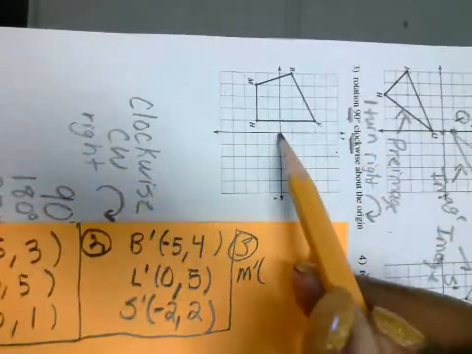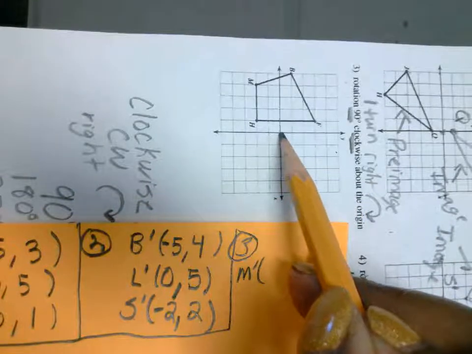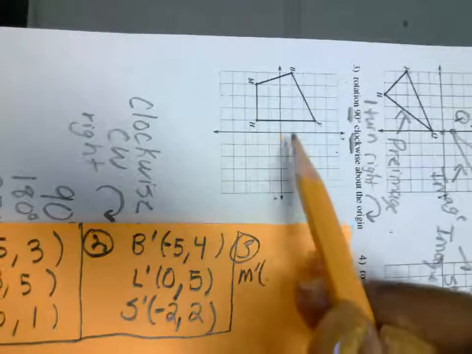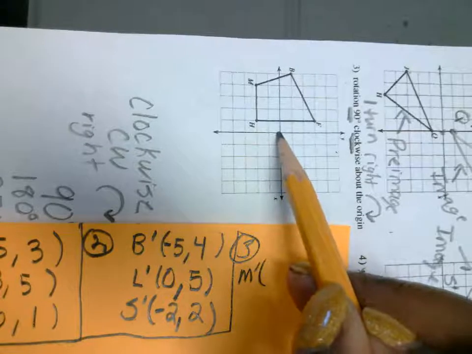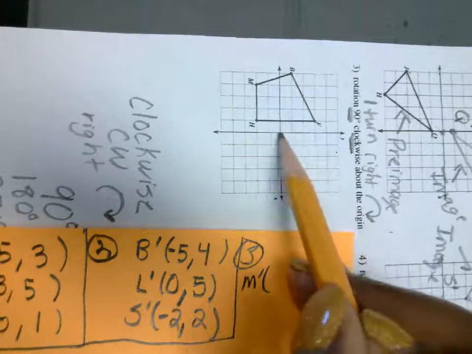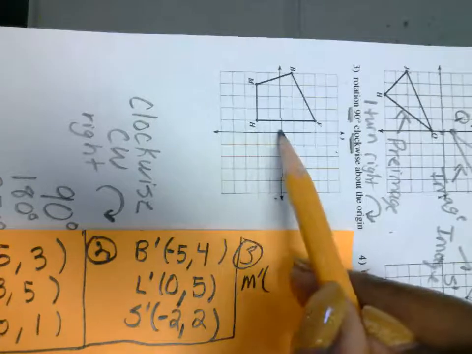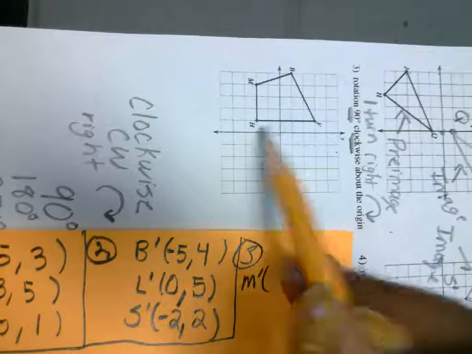Okay. Start at the origin right here. And to get to M, am I going to go using the grid lines? Am I going to go to the right or am I going to go to the left? Left. How many times to the left? Twice. 1, 2. So that's -2.